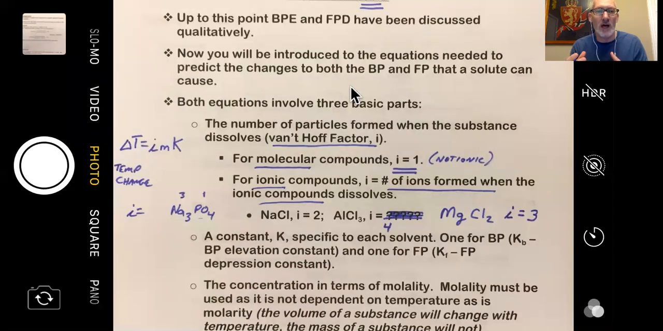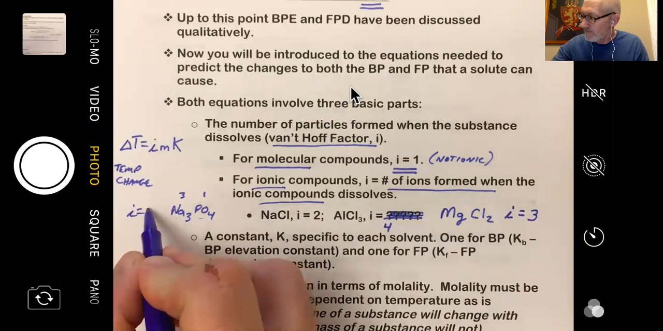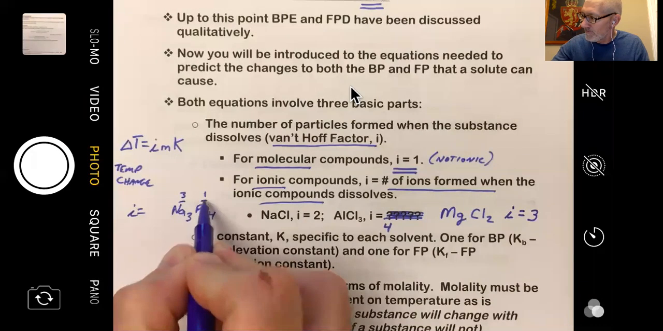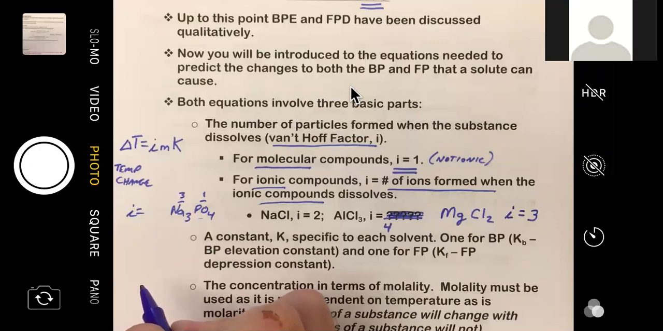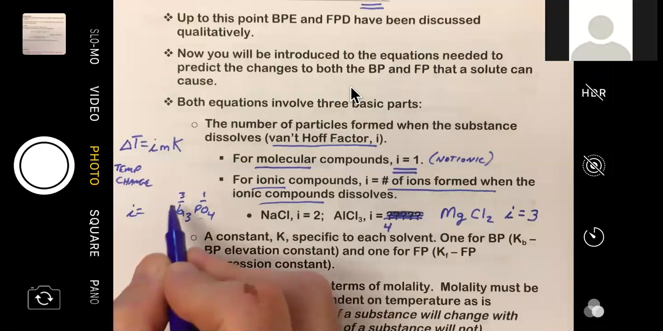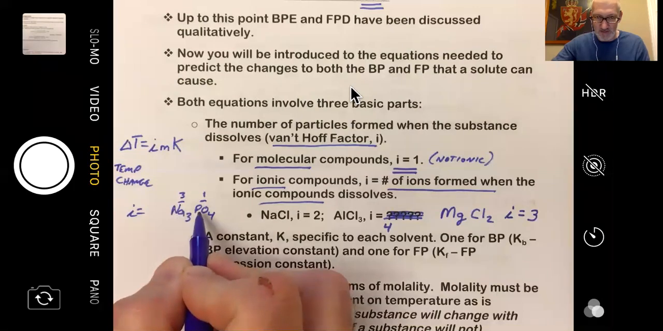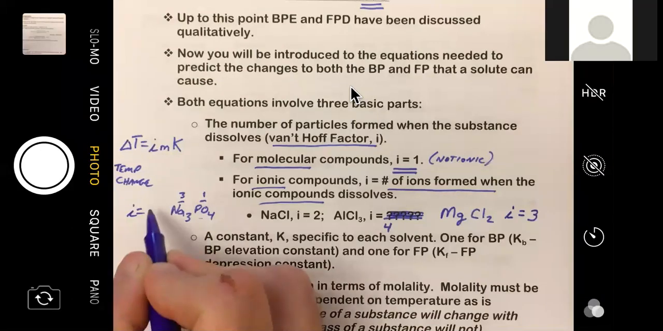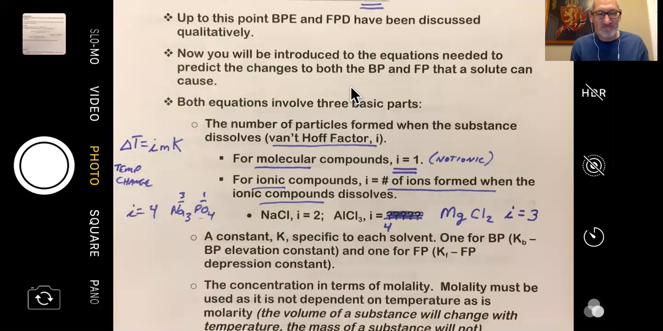So how many total ions are there, Jack? Sorry, what did you say? That's okay. I said, how many ions do you think there are total if I have 3 of these guys and 1 of these? 4. Yeah. So the Van't Hoff number that I'd use would be 4.